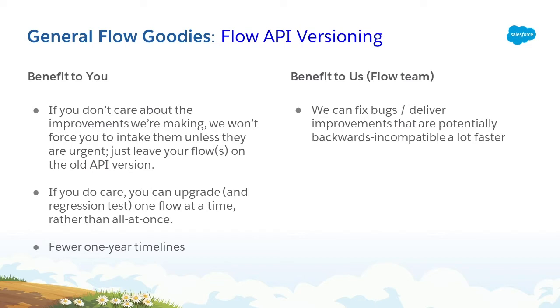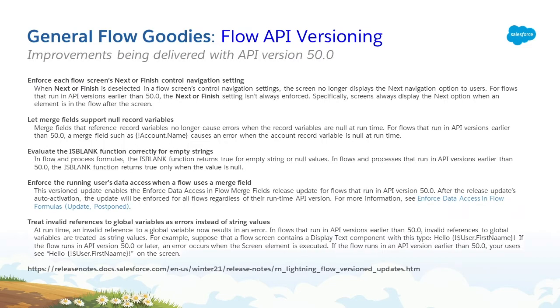And there's a benefit for us here on the Flow team too. Believe it or not, critical updates and release updates are actually extremely costly for us to perform and maintain. By putting changes behind API versions, we're able to fix bugs and deliver improvements to you all at a much higher rate. In fact, we're releasing a number of awesome improvements with Winter '21, or API version 50. Improvements to Next and Finish behavior in screen flows, improvements to the isBlank function. Read about them in the release notes.